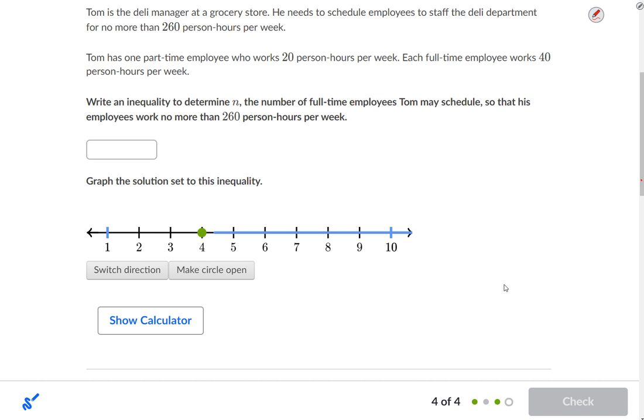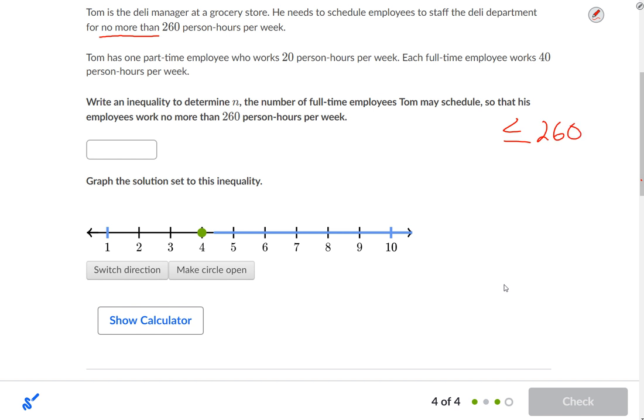Tom is the deli manager at a grocery store. He needs to schedule employees to staff the deli department for no more. Hey, look, there's one thing. Remember when I gave you the list of all the words for equations? We didn't get into inequality words, but "no more than" is an inequality word. If something is not more than, what can it be? It could be less than, but it could also be equal. So this looks like I'm going to end up using a less than or equal to sign, and something has to be less than or equal to 260.